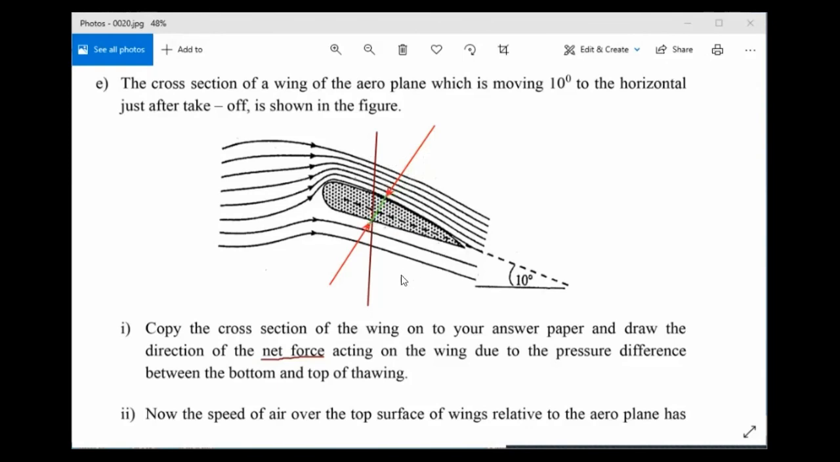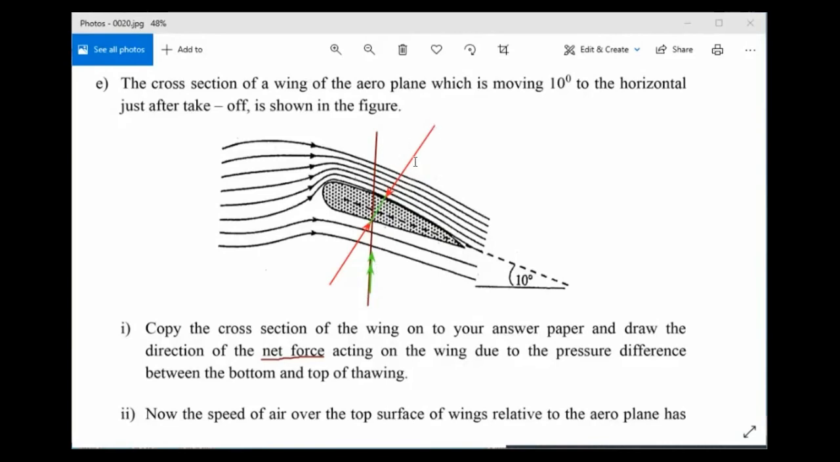And this angle will be 10. So you can resolve the force into this direction: F1 cos theta, F2 cos theta, and upward force is acting along this line. So the resultant force can be marked like this. That's all. The resultant force acts vertically upward. Draw the figure. They ask just to draw the direction of the net force acting on the wing, vertically upward. That's all.